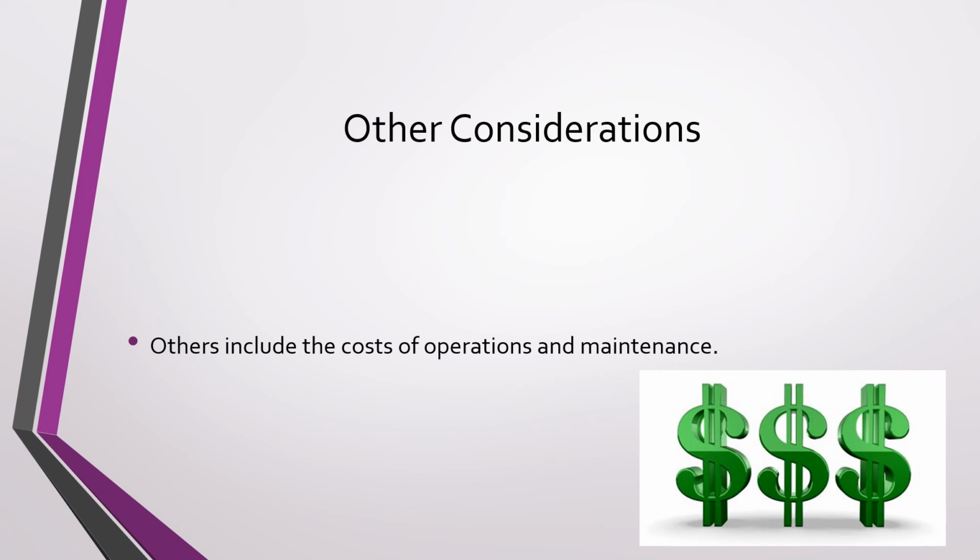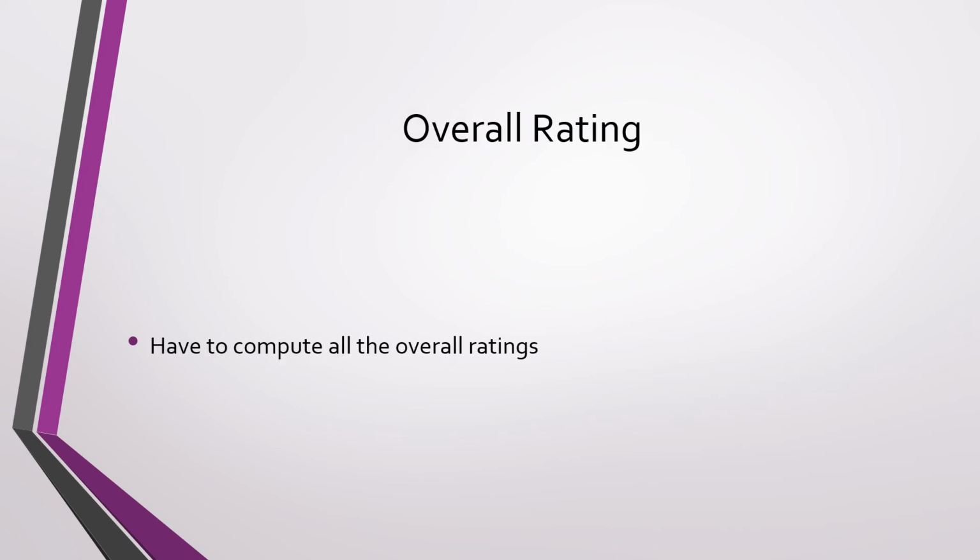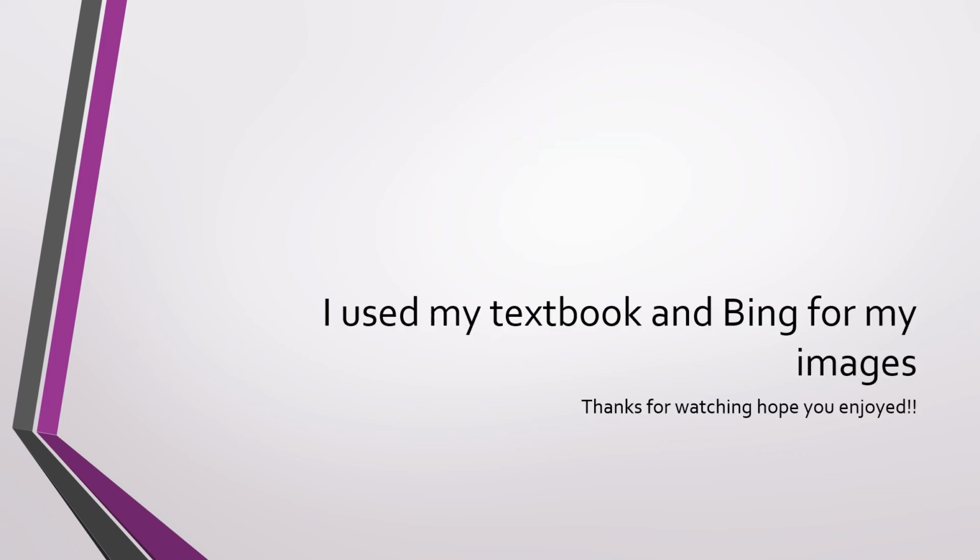You have to take into consideration how much it's going to cost for repairs and everything in your building. Overall rating: you have to compute all of the overall ratings, making sure that you're able to pay rent, maintenance, repairs, utilities, taxes, everything. You want to be able to make sure you're able to handle it.